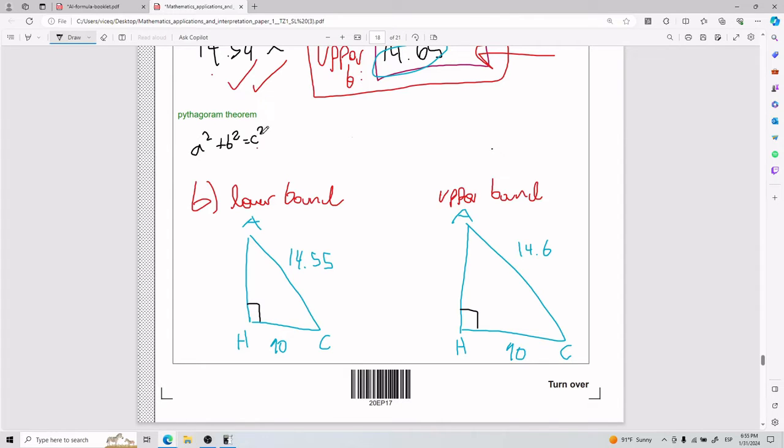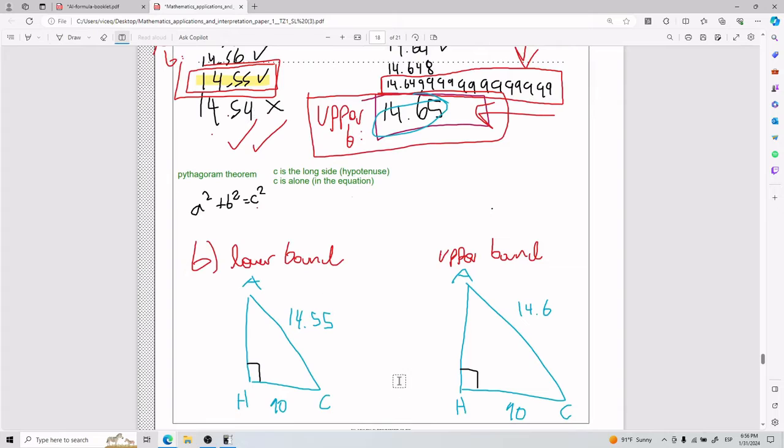Okay, and the most important thing for the Pythagorean theorem that you need to keep in mind is that c is the long side. And c, as you can see in the formula, is alone in the equation. So c is the long side. If you want to get really fancy in math language, it's the hypotenuse. So c is the long side, and you define c, you define a, you define b.